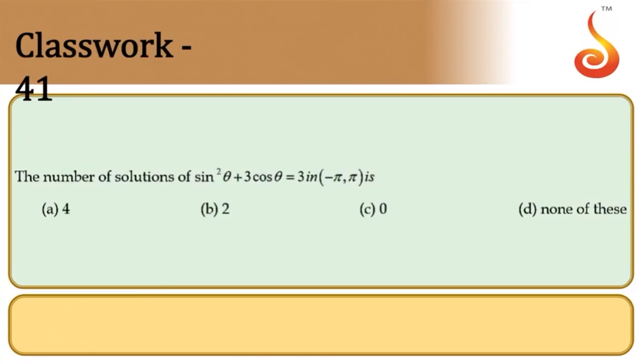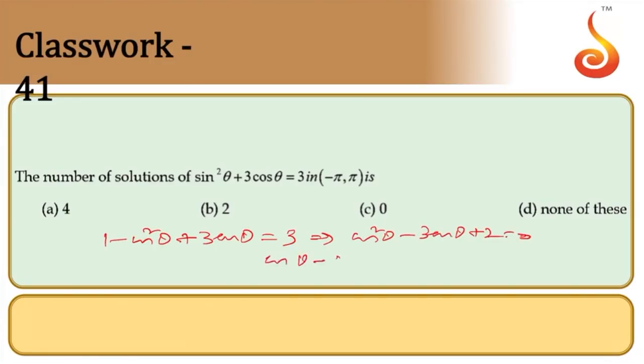So let me consider the next one. Sin squared theta plus 3 cos theta is equal to 3, the number of solutions, which is the most important one, the number of solutions for the problem. When you simplify, you are going to have 1 minus cos squared theta plus 3 cos theta is equal to 3. That implies cos squared theta minus 3 cos theta plus 2 is equal to 0. Simplifying, cos theta minus 2 multiplied by cos theta minus 1 is equal to 0.